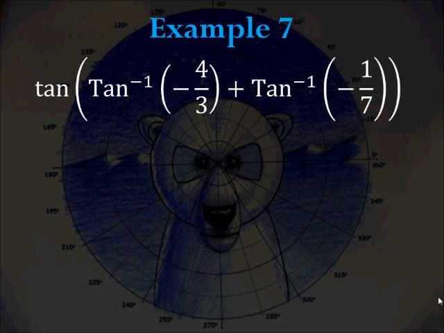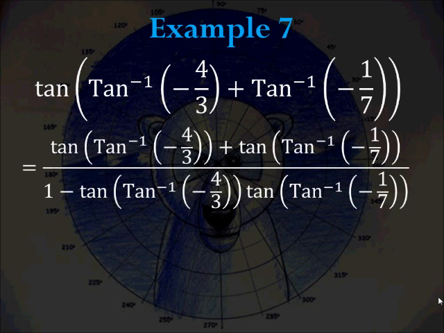Example 7. Tangent of the inverse tangent of negative 4/3 plus the inverse tangent of negative 1/7. Another trigonometric formula you'll have to use here. Which one is it? It's the tangent sum formula. In case you've forgotten, the tangent of a plus b equals tangent of a plus tangent of b, all over 1 minus tangent a times tangent b.